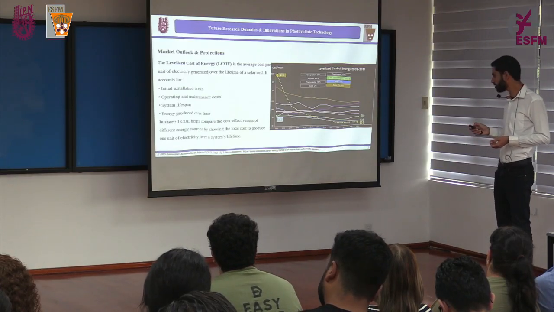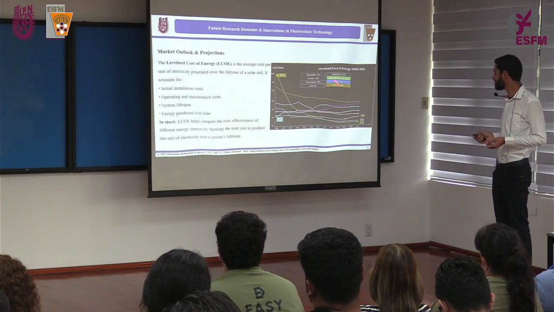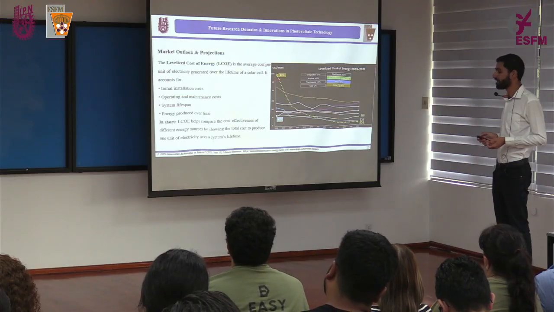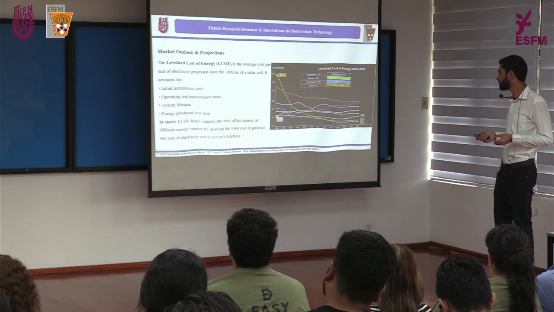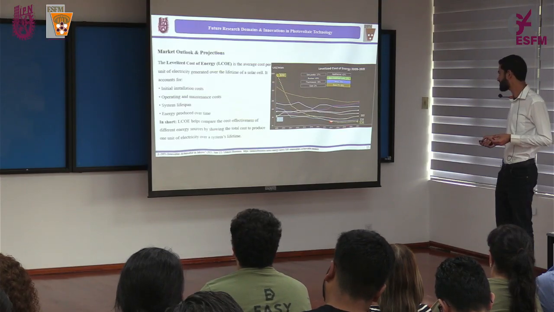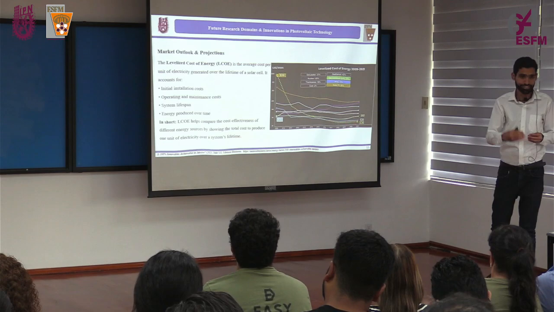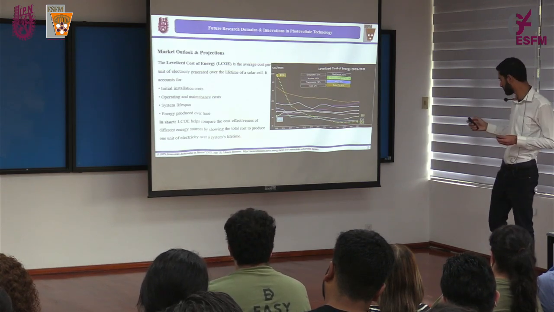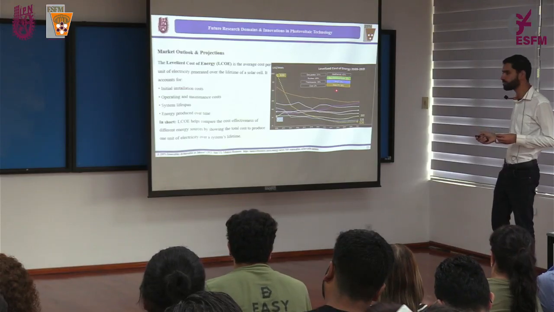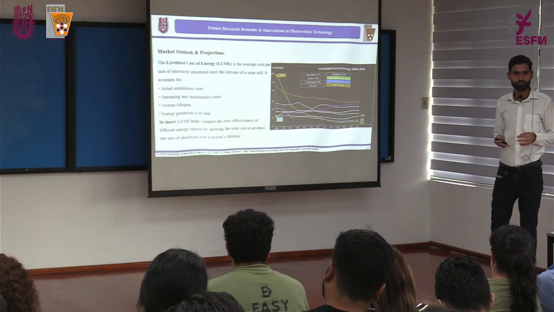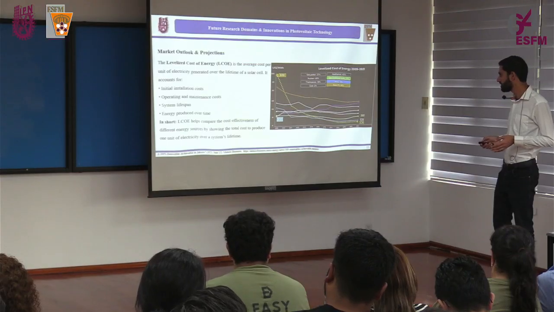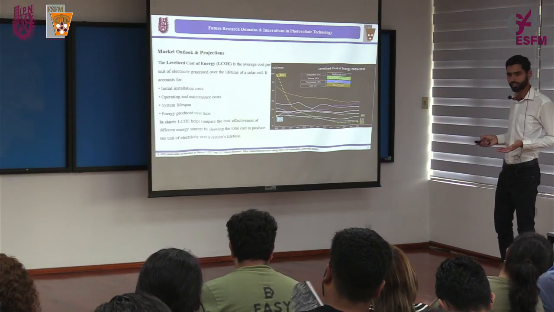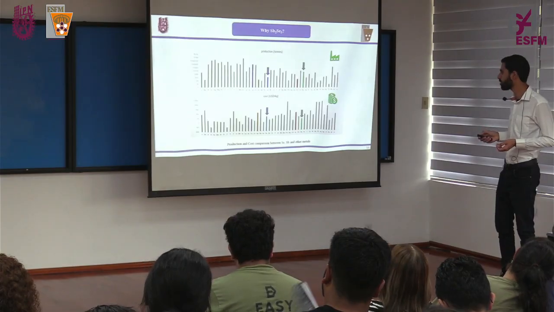And when we talk about cost, here we can see a rapid reduction of prices. From 2009 to 2021, we have seen a big decrease in the price of solar cells. There is almost a 90% decrease in the price of this kind of technology, and that shows us the potential for this research topic.